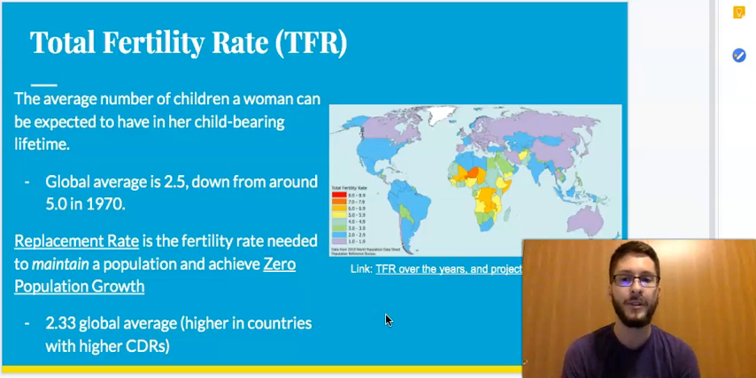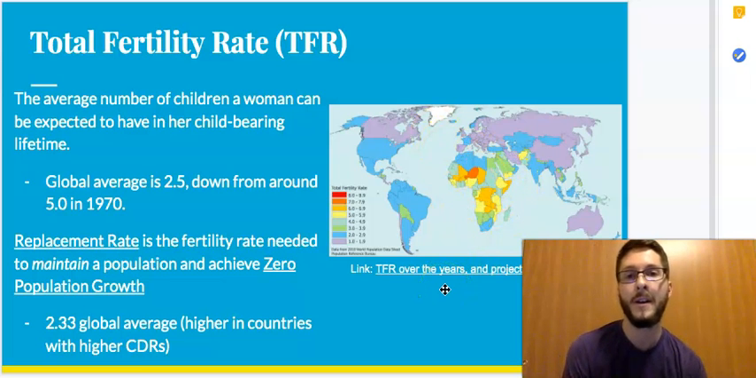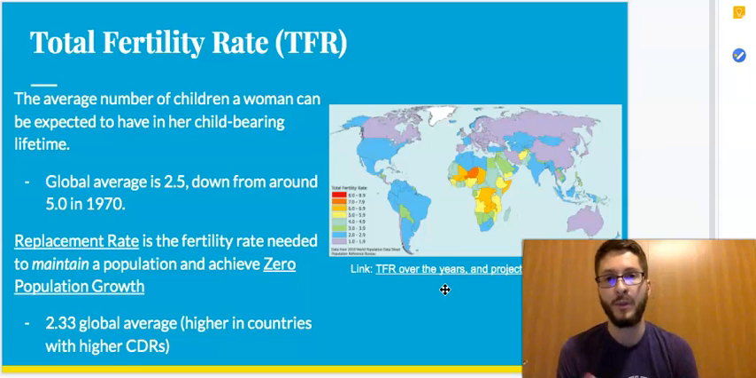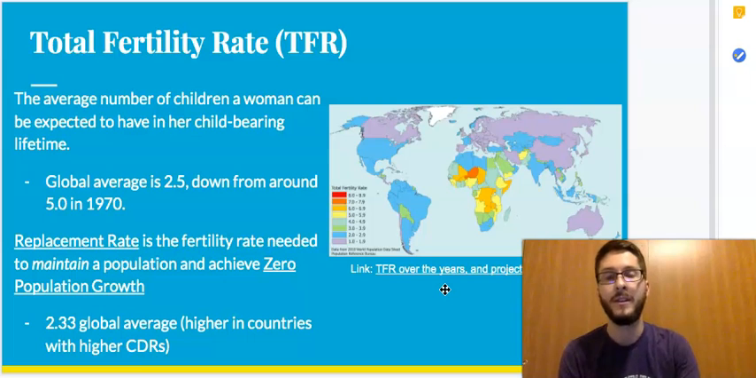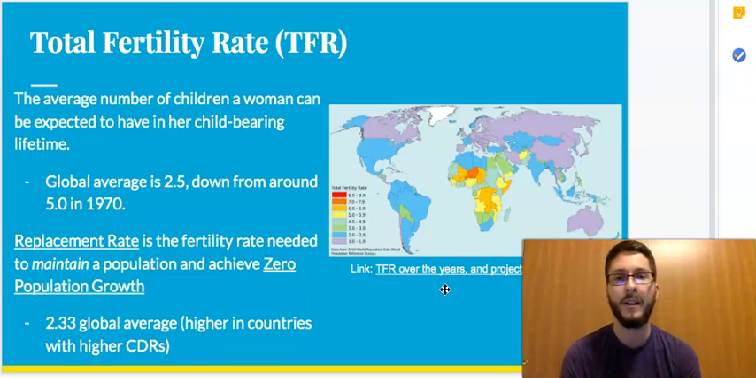Okay, so the global replacement level average is 2.33 in the world. Again, you see that the total fertility rate is super high here in sub-Saharan Africa, where women are having on average 5, 6, even 7 children. And that mostly comes down to the fact that children are needed for doing things like farming and chores and sustaining the family and things like that.